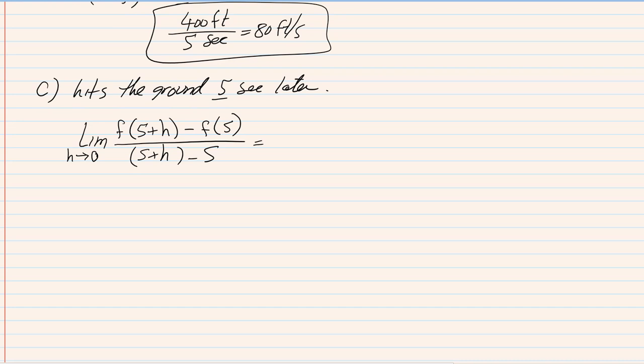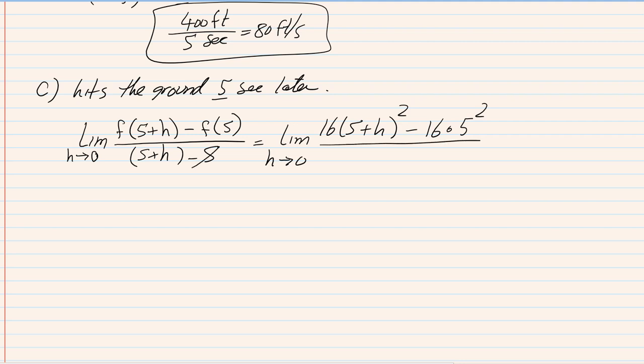Okay, so this is going to be the limit as h approaches 0 of, now we have 16t squared, that was our function, so that's 16 times 5 plus h squared, minus f at 5, that means 16t squared, but t was 5, so that's 16 times 5 squared, over h. And even now, if you plug in the numbers, you're going to get 0 over 0. So we need to work this one further.